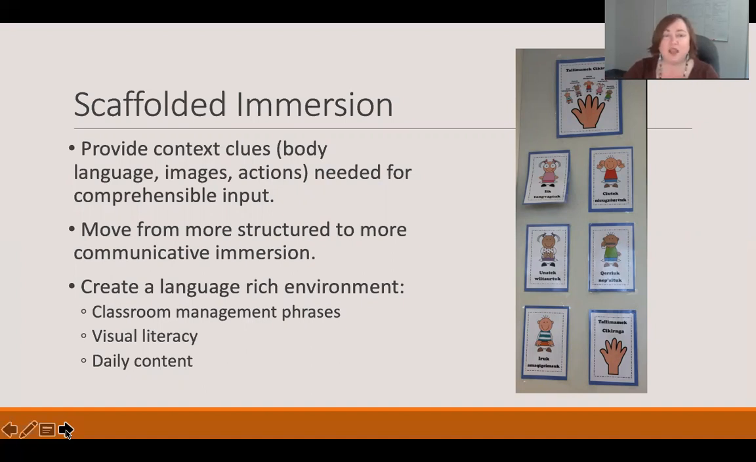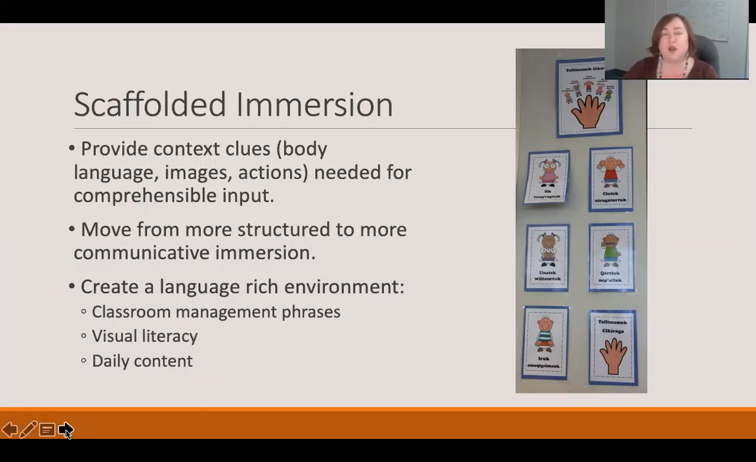What we do in scaffolded immersion is, again, we provide those context clues for the new vocabulary or new terms that we are introducing. It might even be a grammatical form that we're introducing. But we provide those context clues through body language, through acting out, actions, by providing pictures and images. But we need that for comprehensible input, or input that is accessible to students, that gives enough information that they can figure out what we're talking about. We want to move from more structured to more communicative immersion.